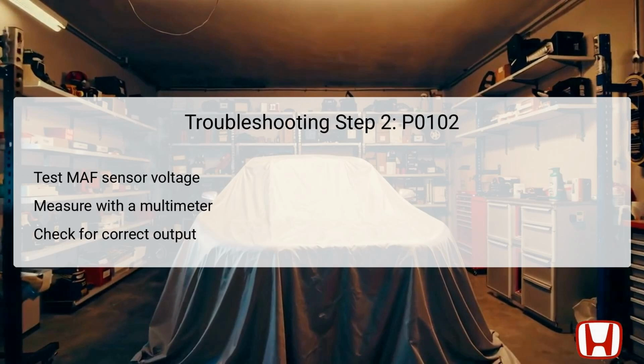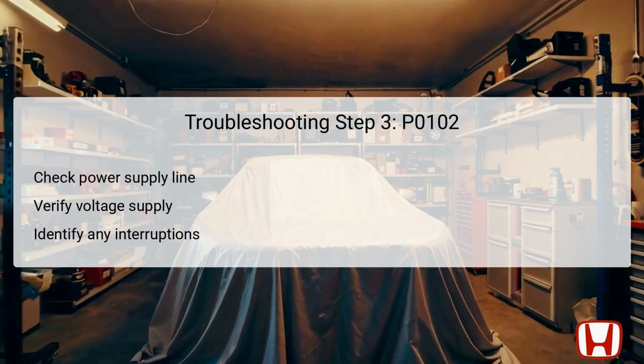Carefully follow the wiring harness to confirm that each connection is stable, as dips or fluctuations in the voltage reading could indicate other underlying problems. Document your findings for future reference, especially if further diagnostics are required. The third troubleshooting step involves checking the power supply line to the MAF sensor.